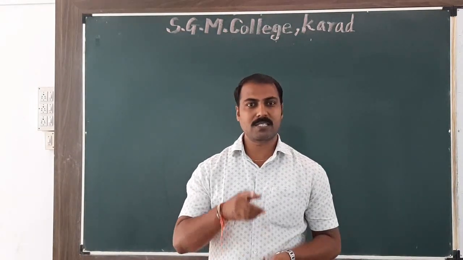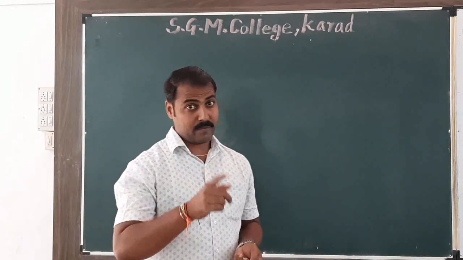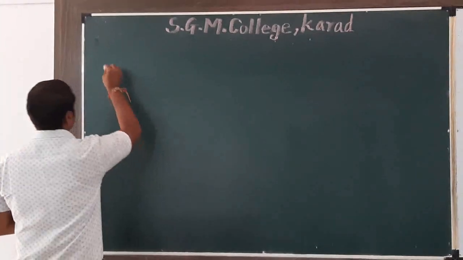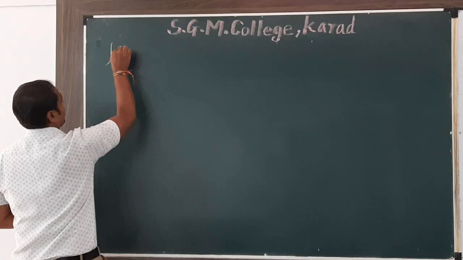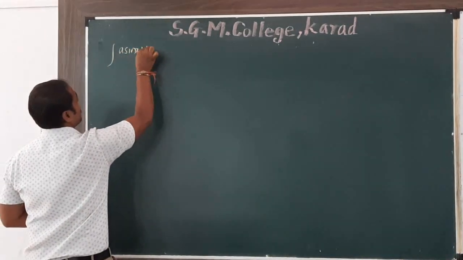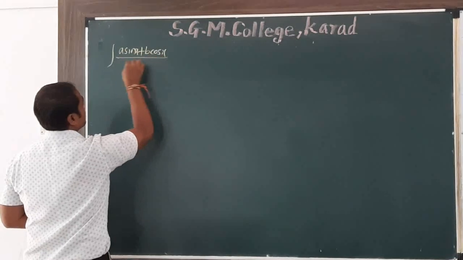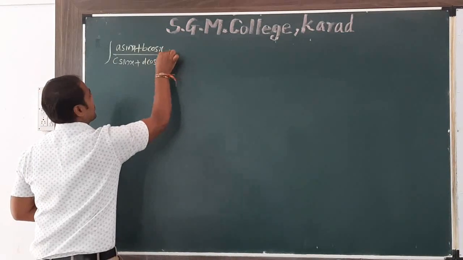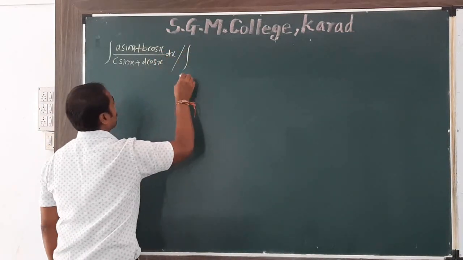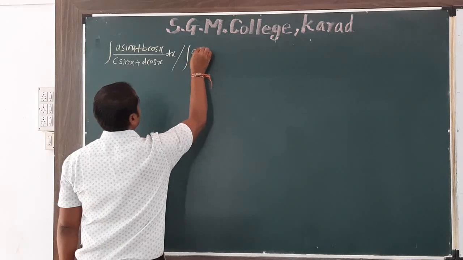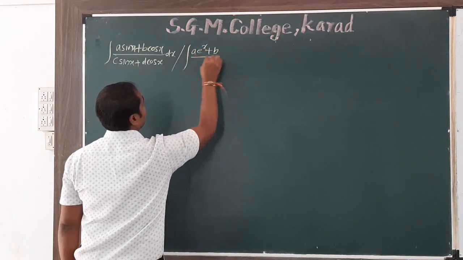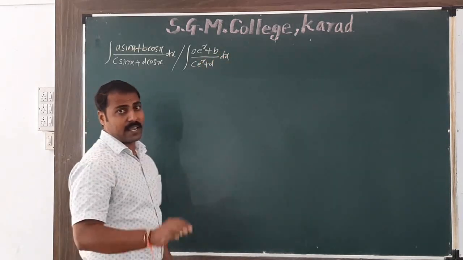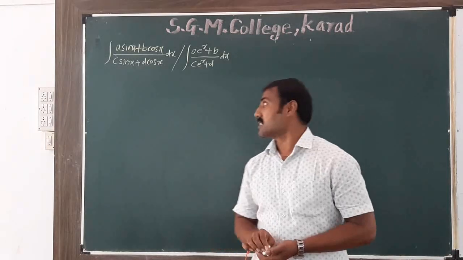Today we are going to discuss an important type of indefinite integration. The type of indefinite integration is integration of the form (a sin x + b cos x) divided by (c sin x + d cos x) dx, or integrals of the form (a e^x + b) divided by (c e^x + d) dx, where a, b, c, d are constants.